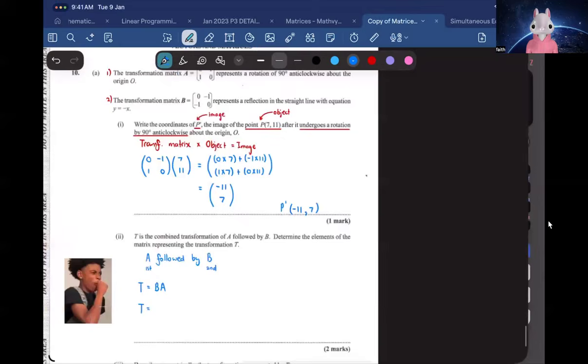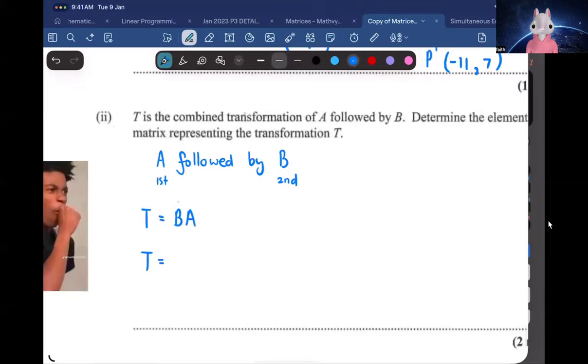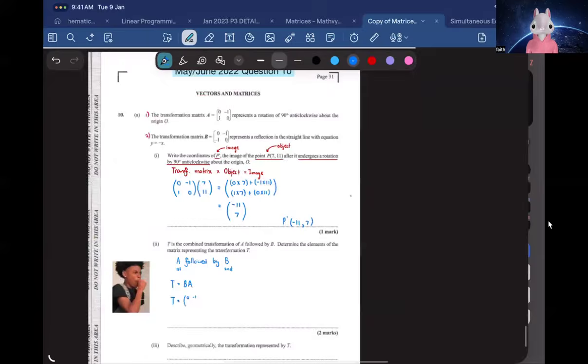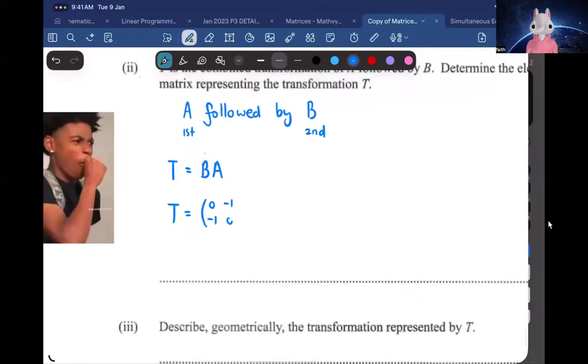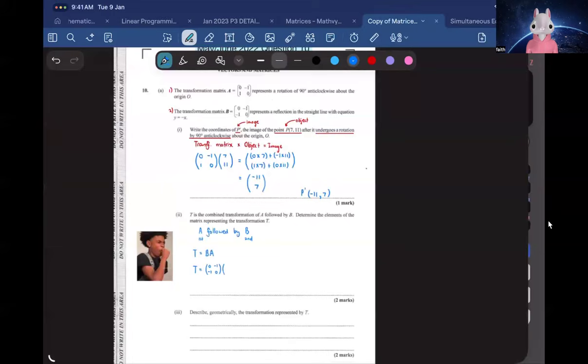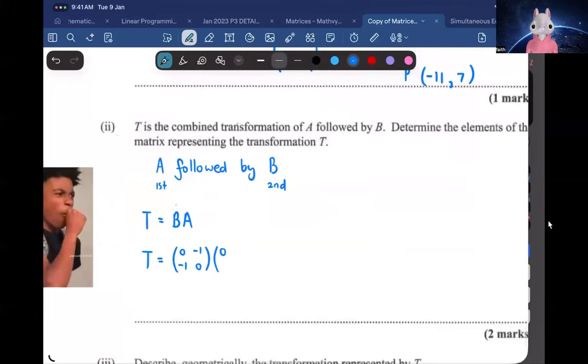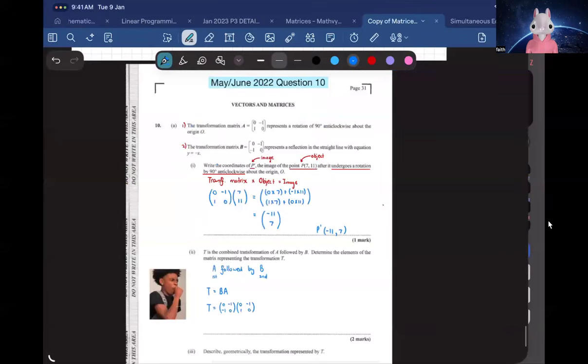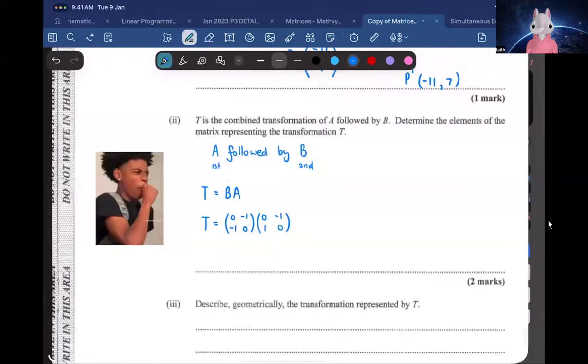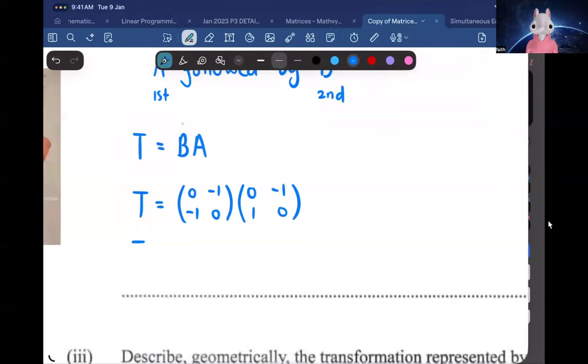So B is 0, -1, -1, 0. Right? And A is 0, -1, 1, 0. Let me just verify that. So B is 0, -1, -1, 0. A is 0, -1, 1, 0. Cool. So do we know how to multiply that out? Yes, sir. Right? So let's go.